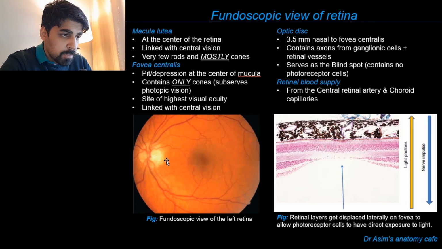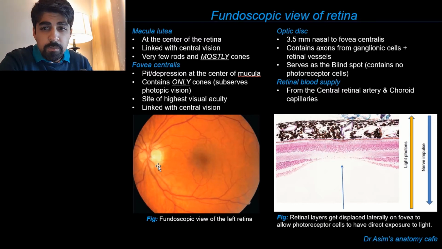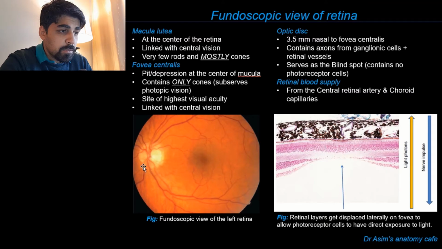Now, coming back to this fundoscopic view of the retina, you can see that medial to the macula, medial to the fovea centralis here, this region is known as the optic disc. It is about 3 to 3.5 millimeters nasal to the macula lutea, and it contains axons from the ganglionic cells and the retinal vessels. You can see the retinal artery splitting up into different branches here.